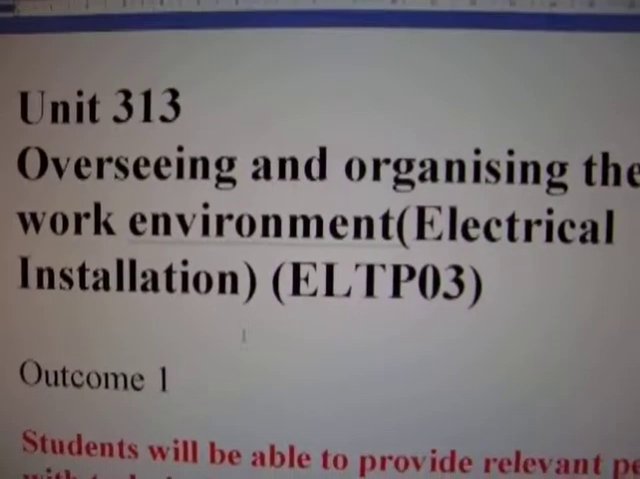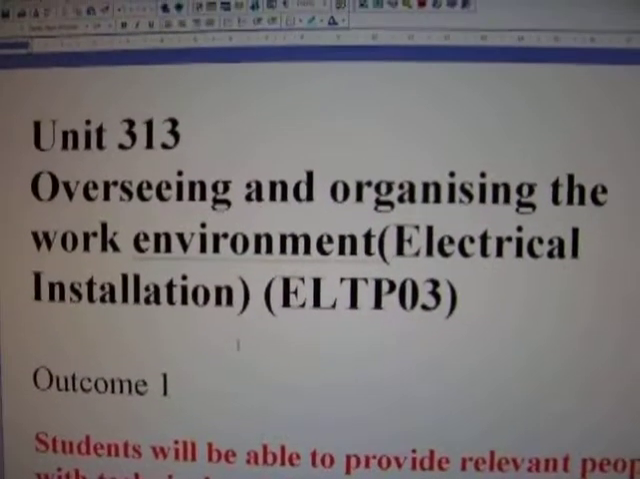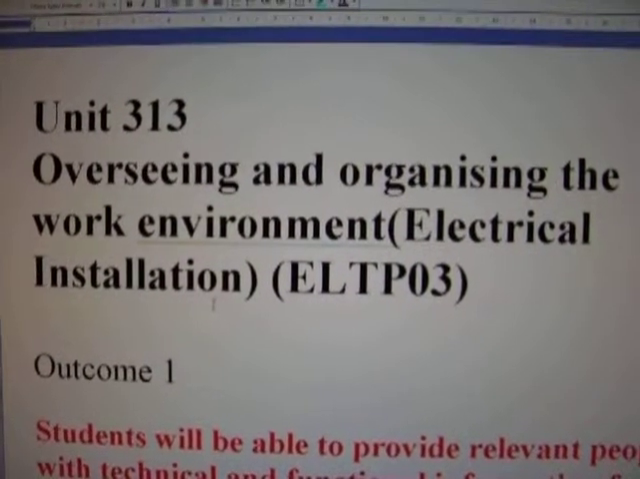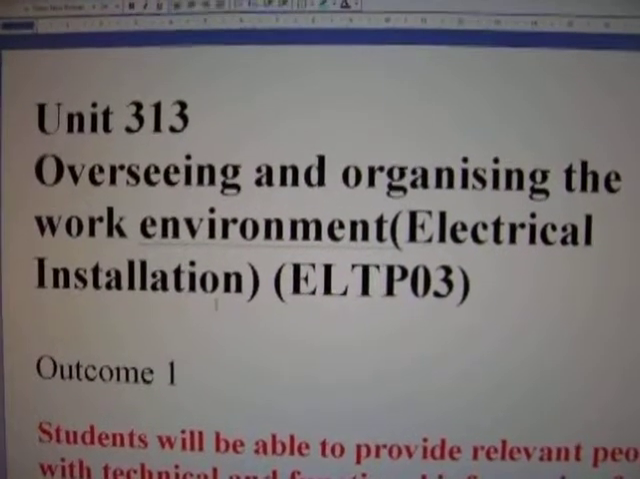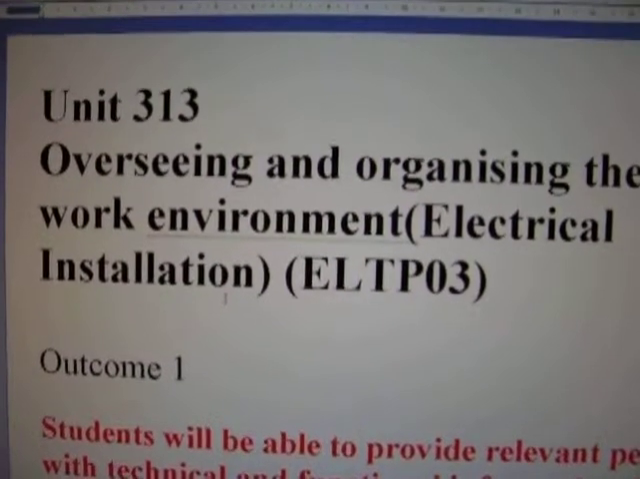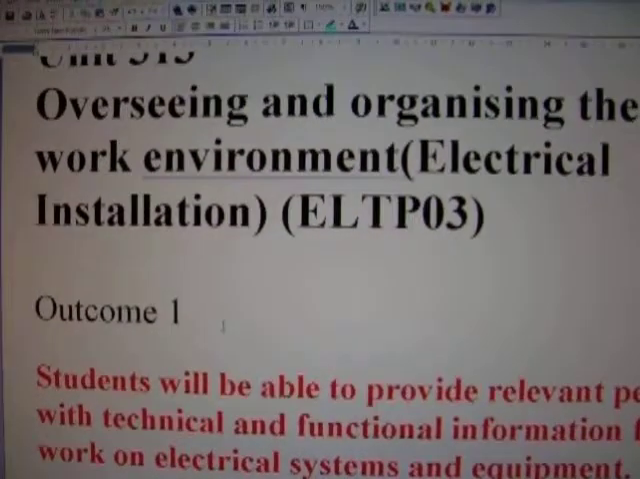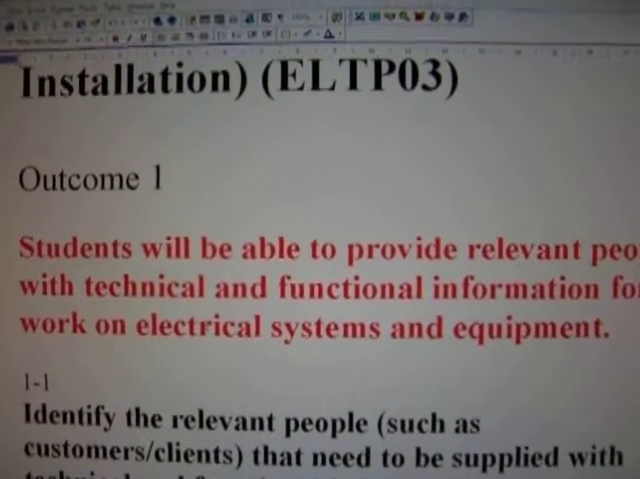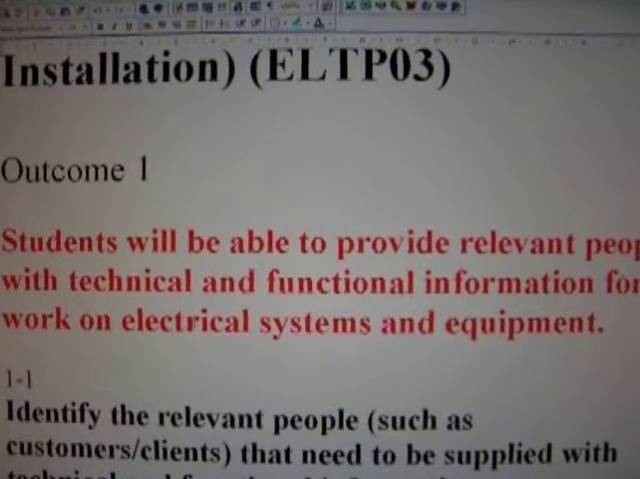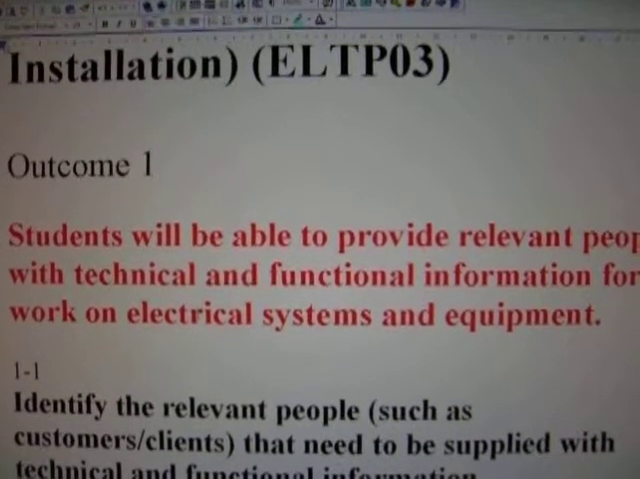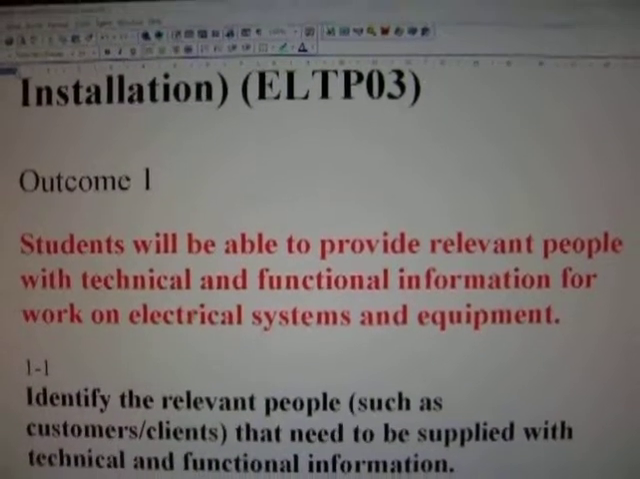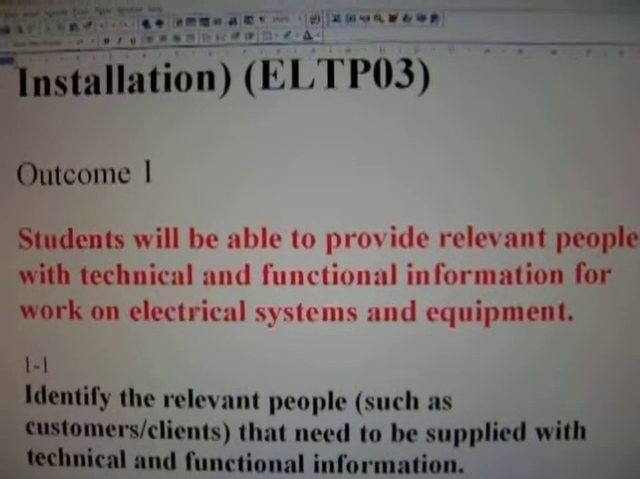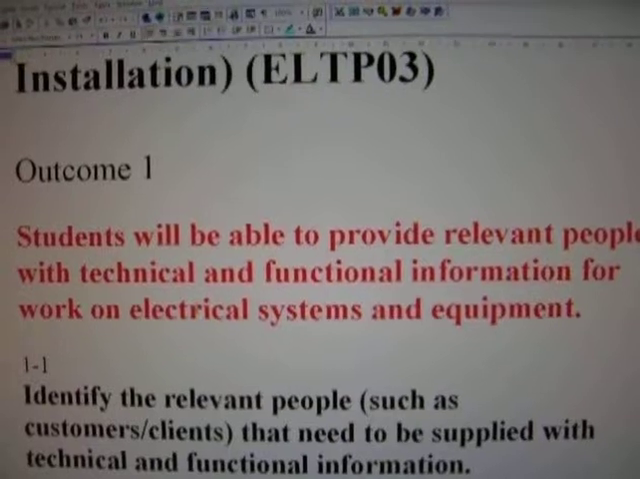We're going to be looking at Unit 313, okay? Unit 313. Now, as you can see, overseeing and organizing the work environment electrical installation, okay? So let me just move up a little bit for you so you can see. Now, outcome 1 we're going to be looking at here. And you can see that students will be able to provide relevant people with technical and functional information for work on electrical systems and equipment.